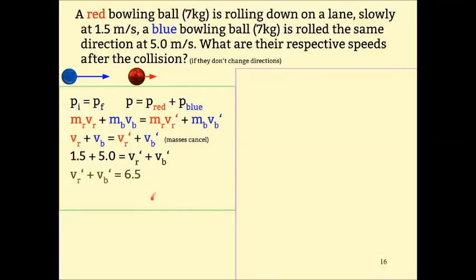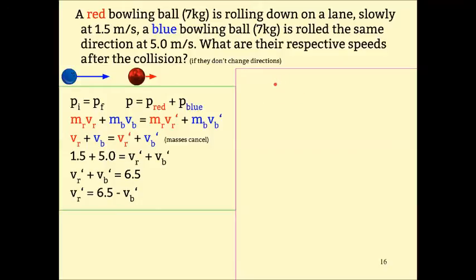So I just rearranged this. I add the 1.5 and 5 together, so 6.5. So I have those two. I then am going to solve for one of those, and I solve for the velocity prime of the red. It's arbitrary which one you solve for, as you'll see in a second.